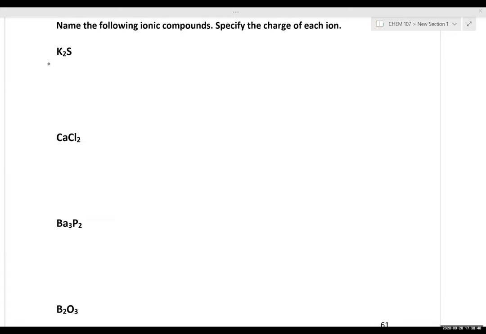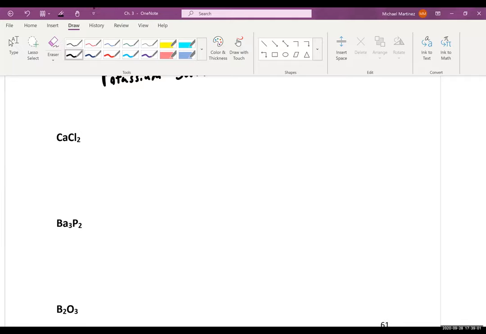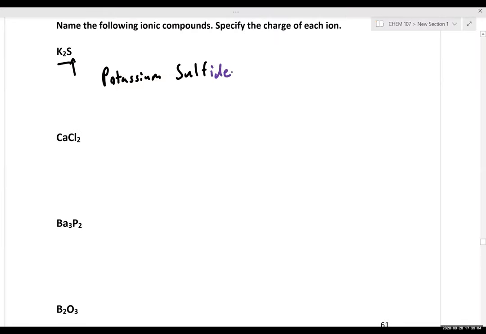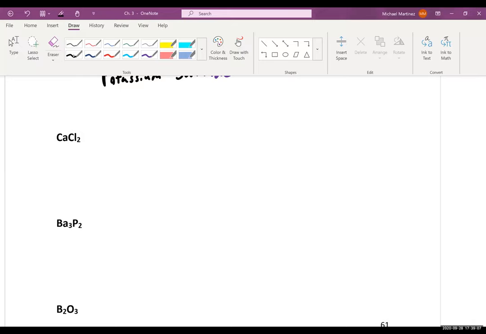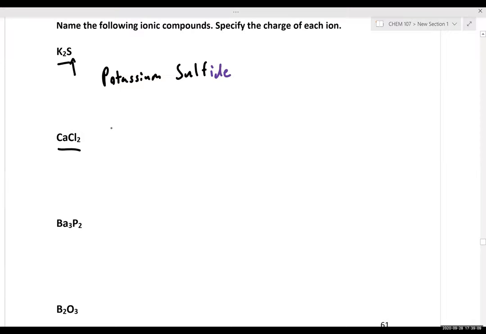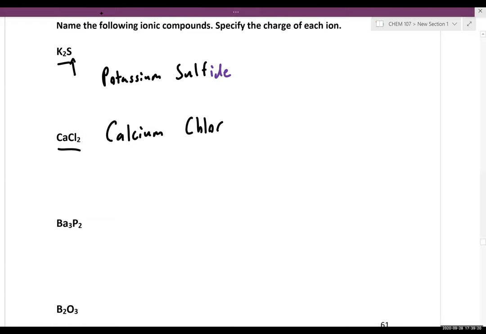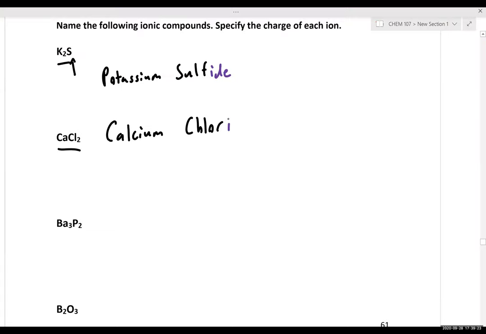Okay, so let's discuss this example. K2S: we write the name of our cation, which is potassium. For S, we write the stem of sulf for sulfur, and we change the ending to IDE. So this is potassium sulfide. Next, we have CaCl2. We write the name of our cation, which is calcium. For Cl, we write the stem of chlor, and then we write the ending of IDE for our anion.